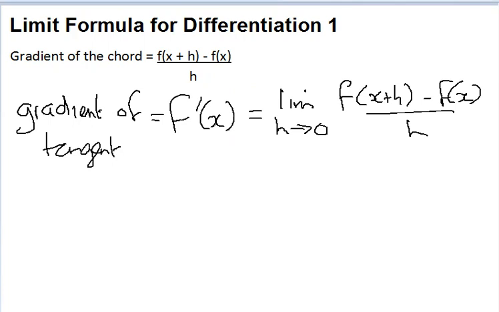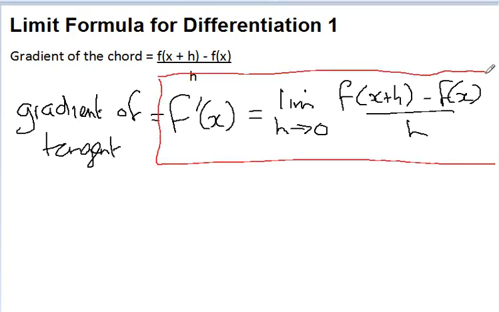So this formula here is a very important formula, which we're going to use to show that when f of x is x squared, f dash x is 2x. So we're going to use this to prove that concept.